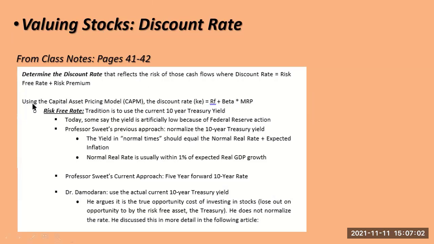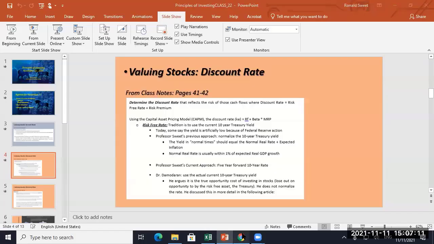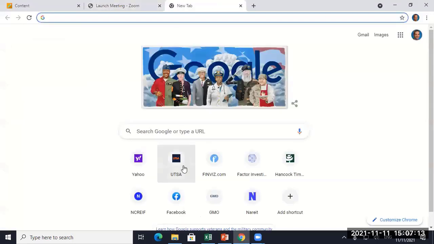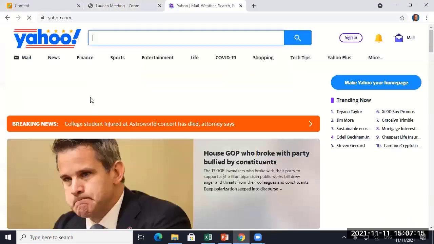So we need a risk-free rate. You have to handle the fact that the interest rate is so low. We've had some interesting week, haven't we, with the inflation numbers coming out.